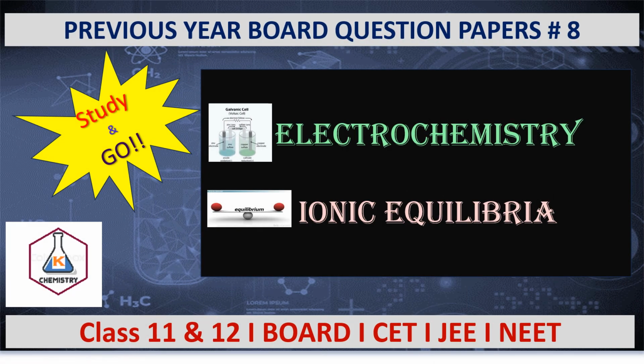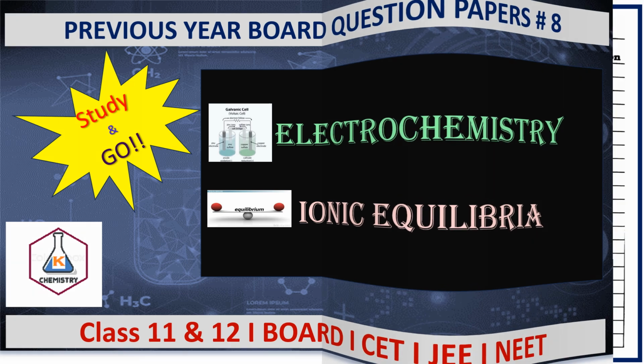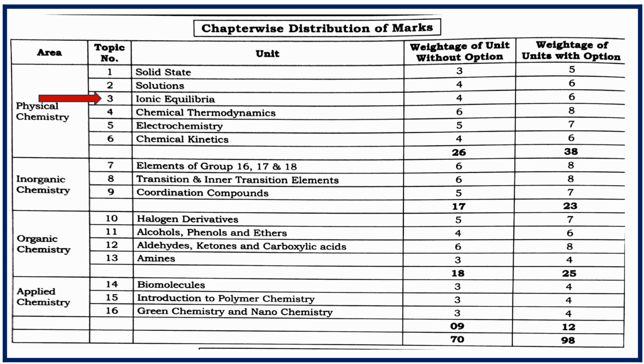Hello friends, now we are going to see two more chapters from part 1, namely electrochemistry and ionic equilibria. Friends, they are very good and interesting chapters. Ionic equilibria will be there for 6 marks with option, whereas for 4 marks without option. Electrochemistry is there for 7 marks with option, 5 marks without option.